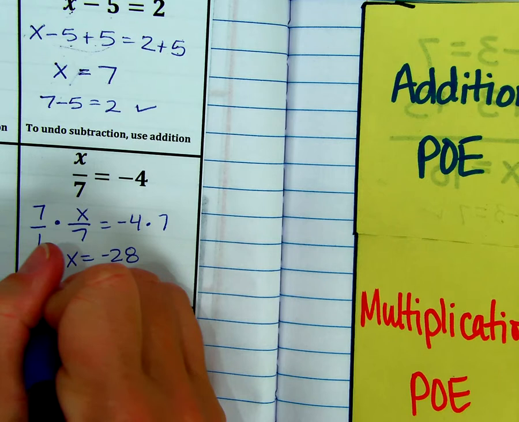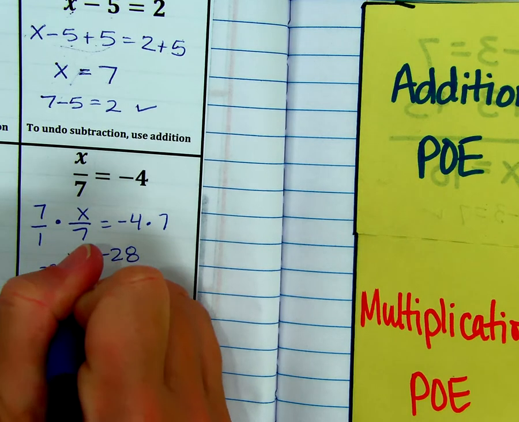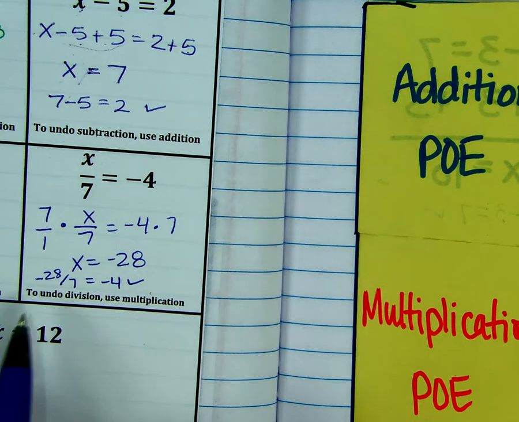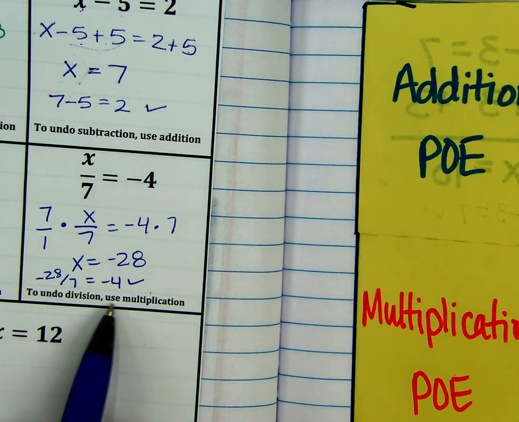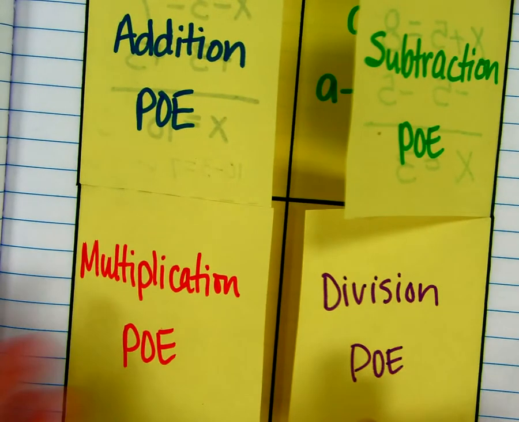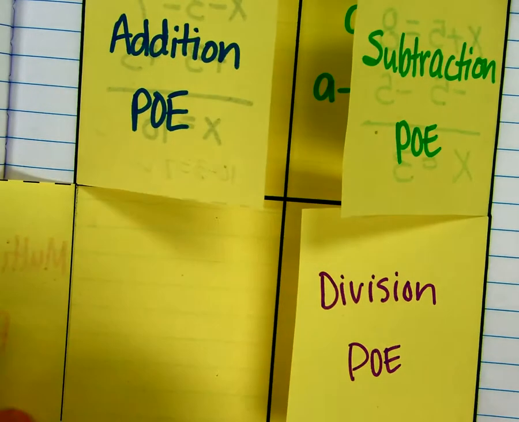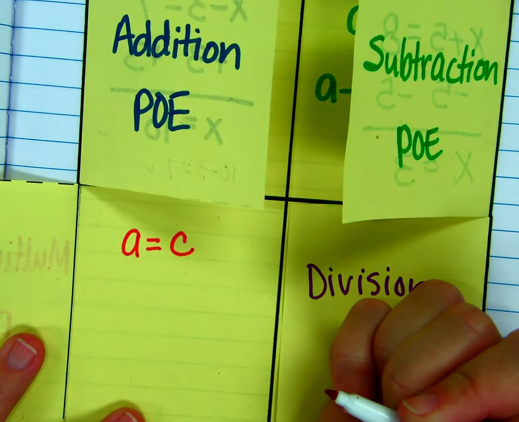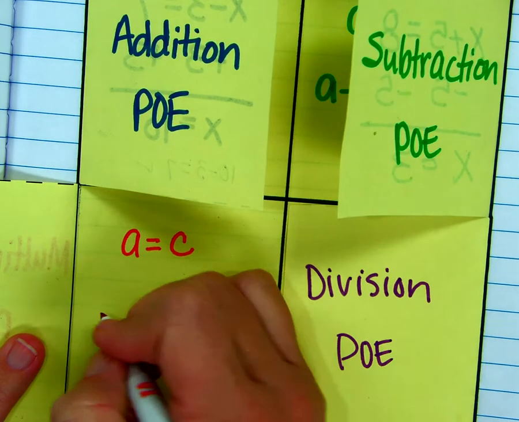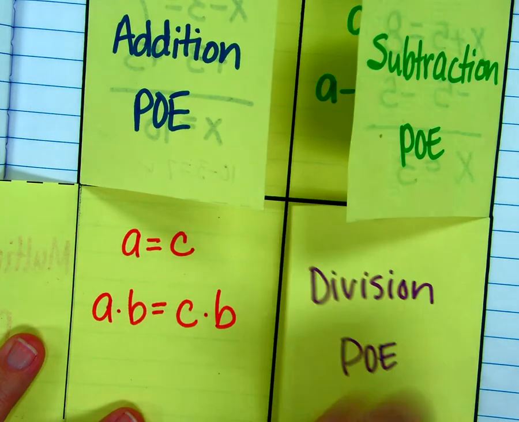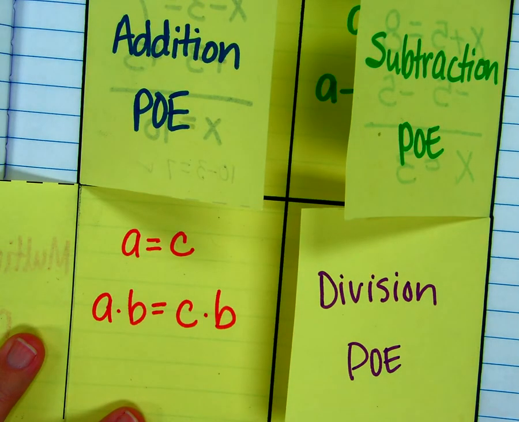I'm going to check my work. Negative 28 divided by 7 is indeed negative 4. Therefore, I'm correct. I'm undoing division by using multiplication. So that is this multiplication property of equality right here. If I have A is equal to C, the multiplication property of equality says I can multiply both sides times B and it's still equal.